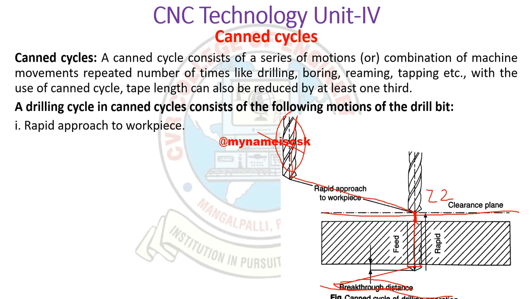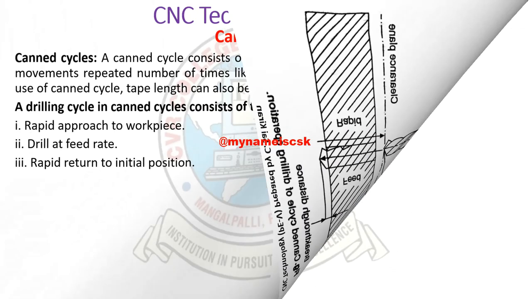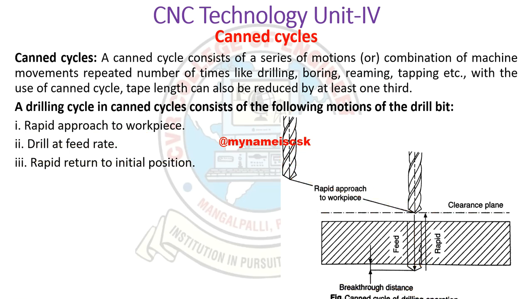Okay, so for each and every point, if we use drilling, it takes so much time. So in order to reduce the length of the programming, at least one third of the program will be reduced if you are using these canned cycle operations. First it will have rapid approach, then drill at feed rate. It will start drilling at that feed rate, then rapid return to initial position. After drilling, it will go down, and again it will go up, and again it will go back to the original position. That is the canned cycle operation which we follow.